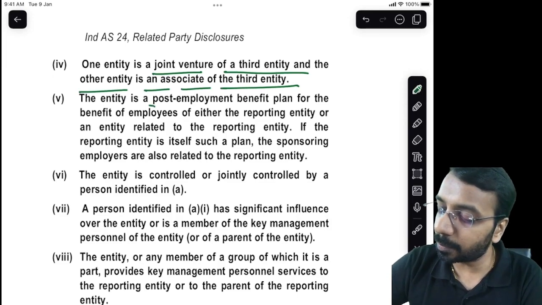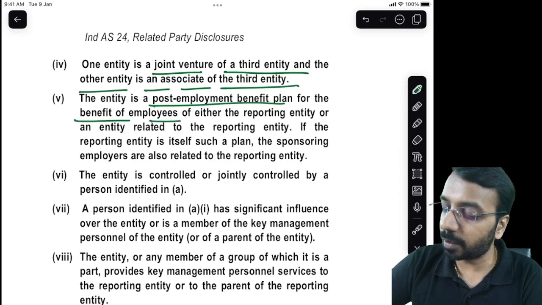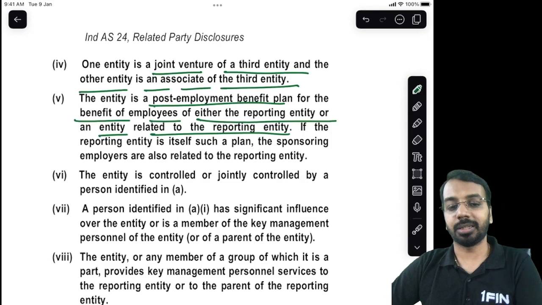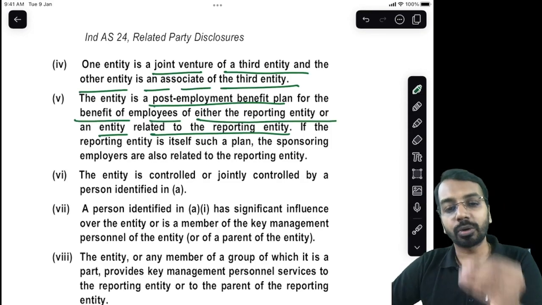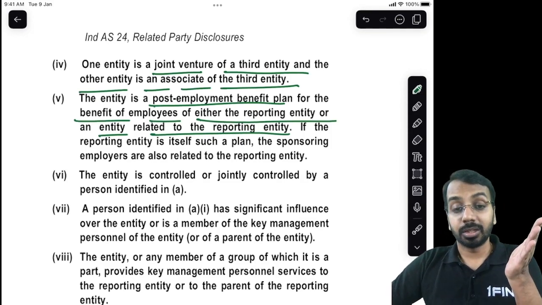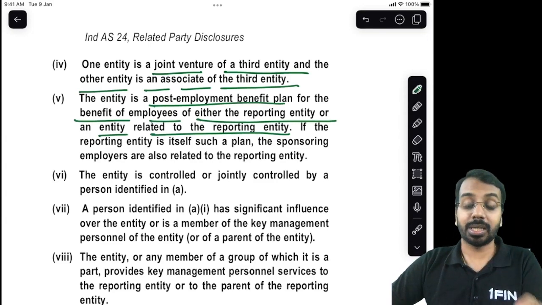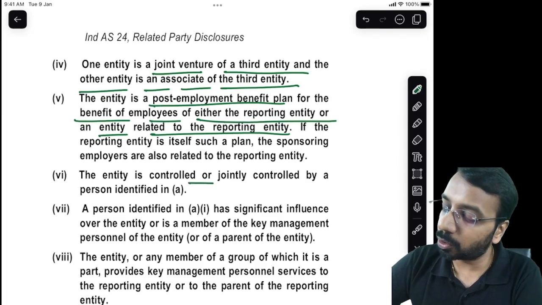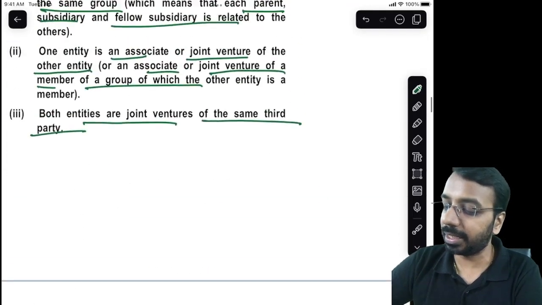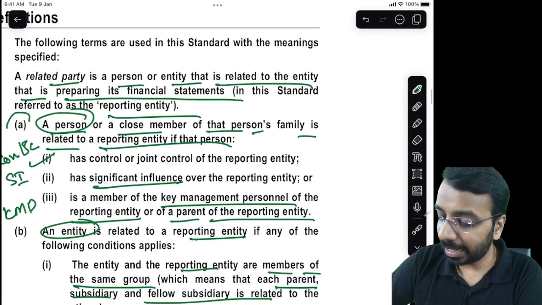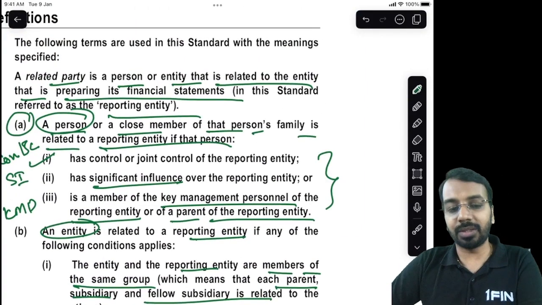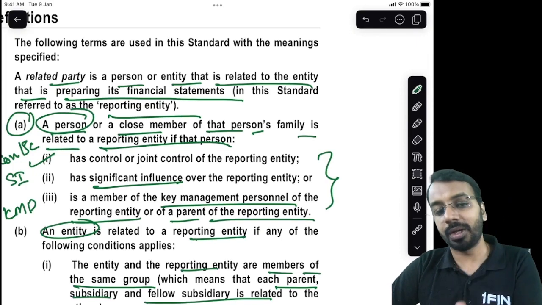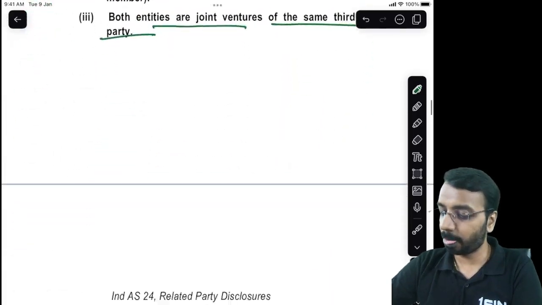Then the entity is a post-employment benefit plan for the benefit of employees of either the reporting entity or an entity related to the reporting entity. So that is the scenario where you have a post-employment benefit plan where you are either providing benefits to your own employees or to a party which is related to your employee. The entity is controlled or jointly controlled by a person identified in A. So any of these three, first category, any of these three, if they control or jointly control two entities, then both those entities are related parties.